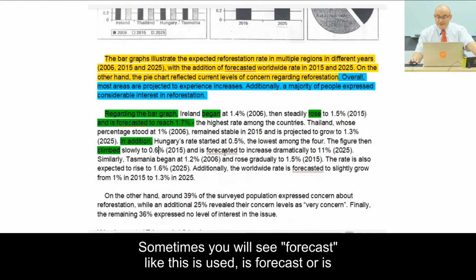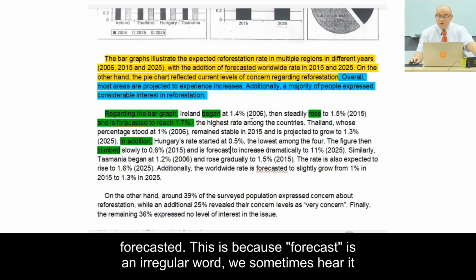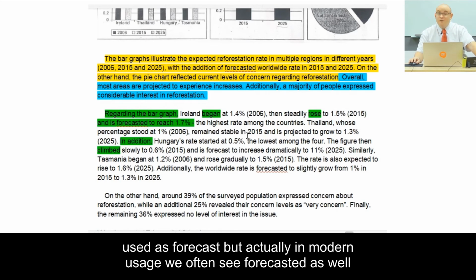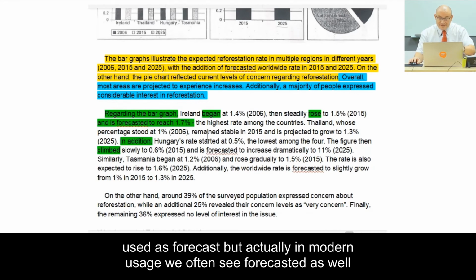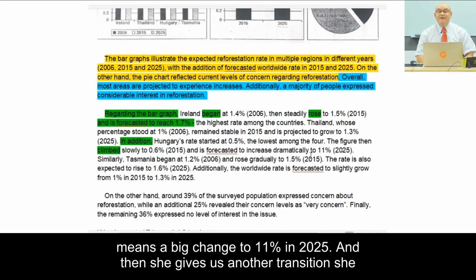Just a quick note, sometimes you will see that the forecast like this is used, is forecast or is forecasted. This is because forecast is an irregular word. We sometimes hear it used as forecast, but actually in modern usage, we often see forecasted as well. They're both acceptable. Forecast or forecasted to increase dramatically, that means a big change, to 11% in 2025.